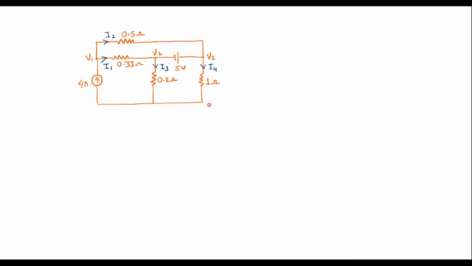So here we can observe that in between node V2 and V3 there is a 5 volt voltage source connected. It means V2 and V3 are super nodes as the voltage source is directly connected between these two nodes. So we can say V2 and V3 are super nodes. Let this be plus and this be minus. That is, nodes V2 and V3 are super nodes.